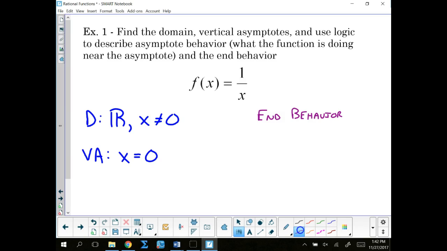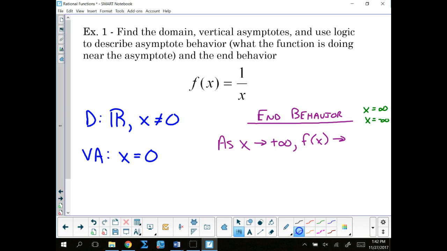End behavior is what my function is doing at x equals infinity and x equals negative infinity. The left and the right sides of my graph. We've talked about end behavior before. So in this particular case, as x is going to positive infinity, my function is doing what?